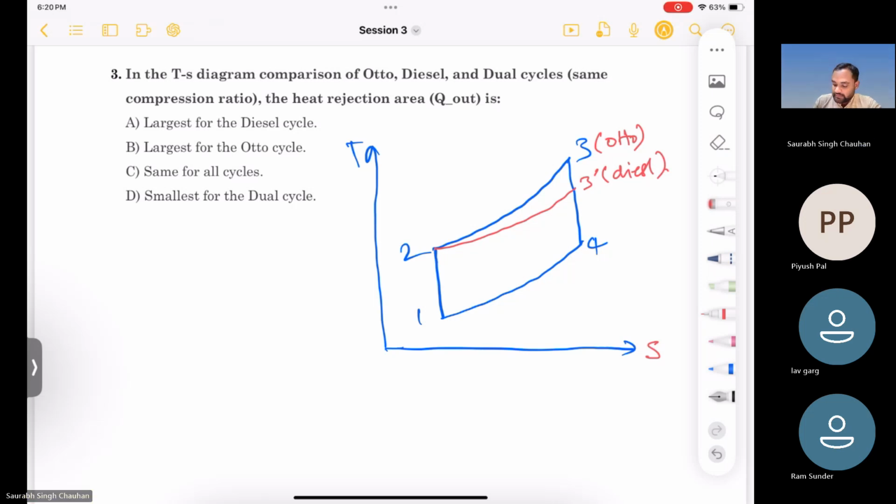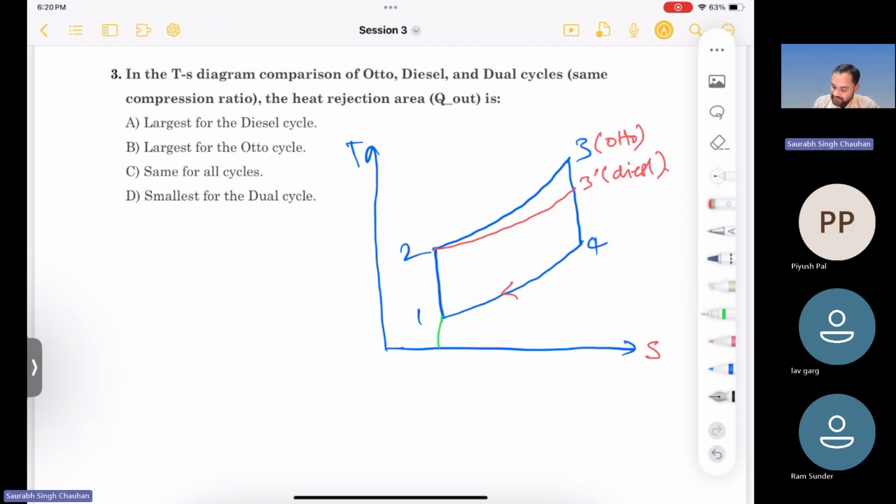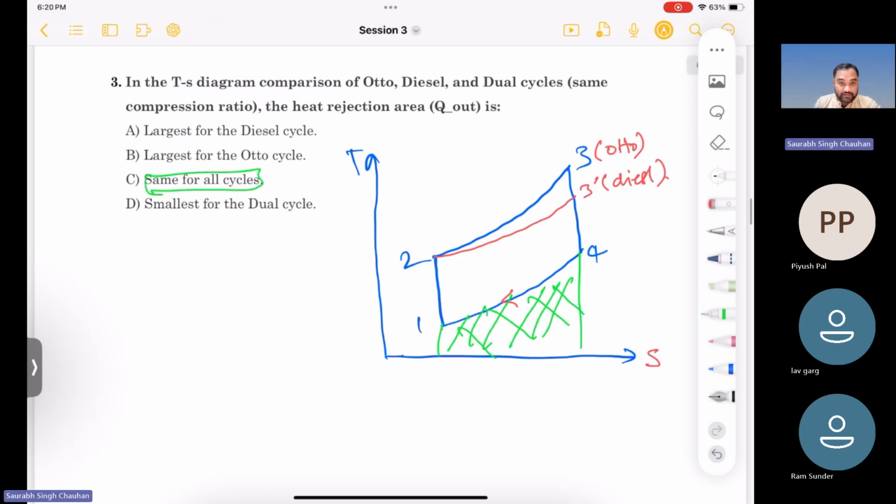So the heat rejection is from 4 to 1, and that is the same, correct? So that is common. So this part is common. So the answer will be the same for all cycles, correct? So option C should be the correct option.